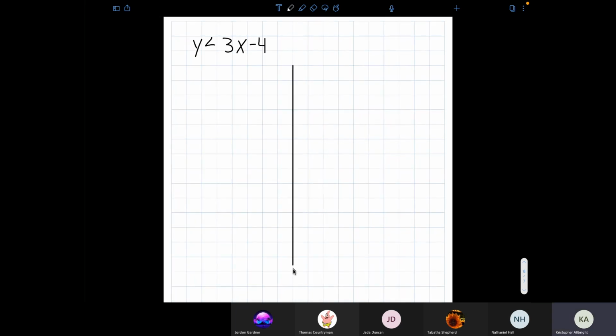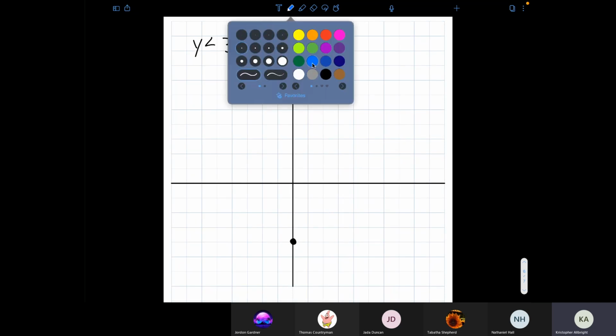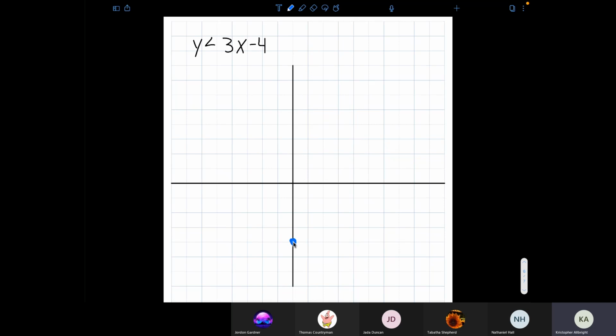Let me work it. First, I plotted the -4. It is in a negative spot, so you go down, right? Yeah, down 4. And then you're going to put a 1 underneath that 3 so you can get a fraction, and you're going to go up 3, starting from that point. I'm talking for the virtual people as well. We're going to go up 3 for the rise, and then over 1 for the run. So we put a dot.